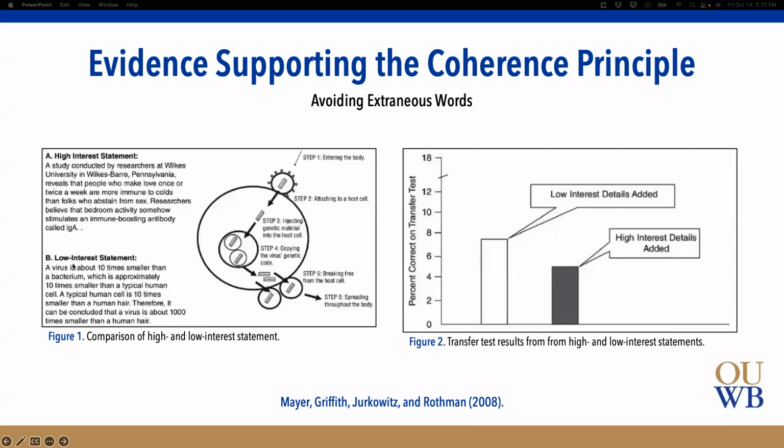Juxtapose that with the low interest statement, which says a virus is about 10 times smaller than a bacterium, which is approximately 10 times smaller than a typical human cell. A typical human cell is 10 times smaller than a human hair. Therefore, it can be concluded that a virus is about 1,000 times smaller than a human hair.